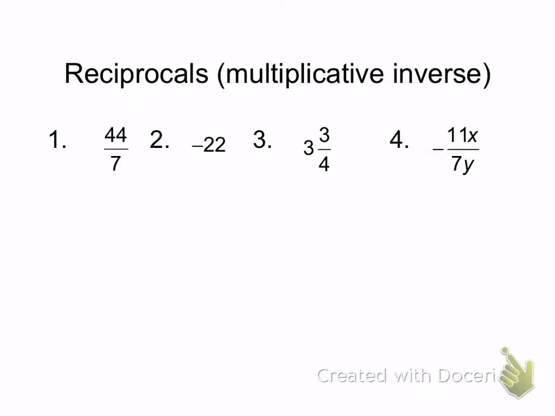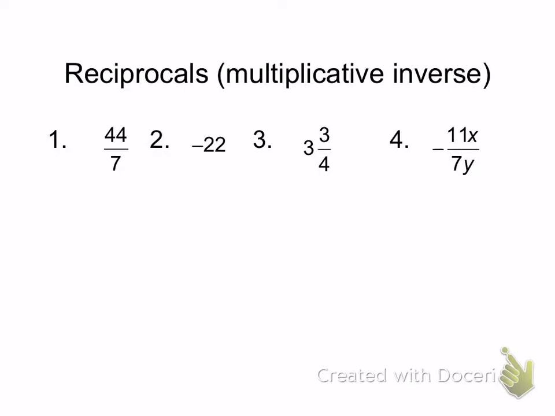All right, reciprocals. What is a reciprocal? Jack? The opposite or the flip. Okay, not the opposite sign. It's the flip. So what would the reciprocal of number 1 be? Rachel? Good. The reciprocal of negative 22. Tony? 1 over negative 22. Good. The reciprocal of 3 3/4.